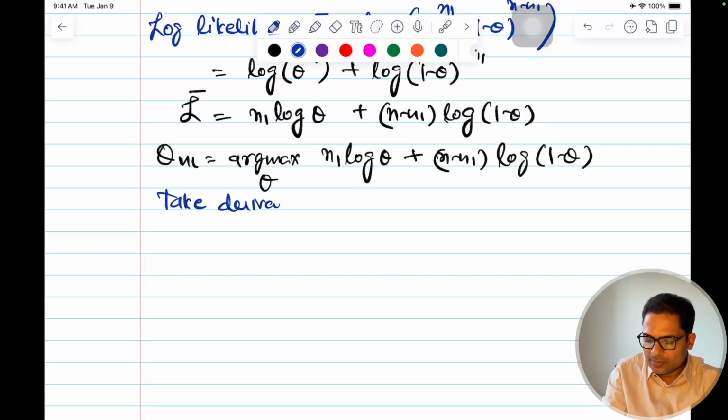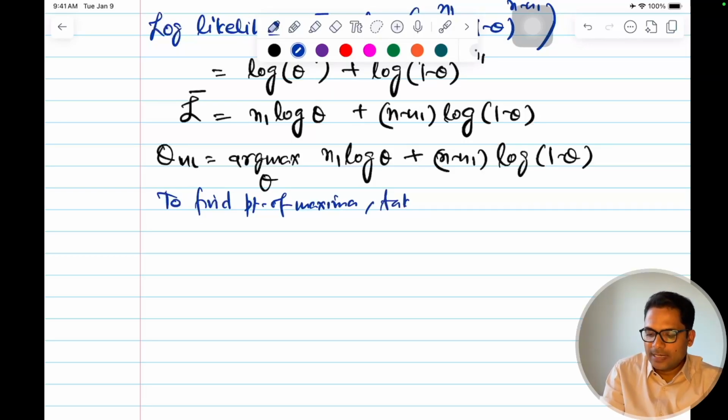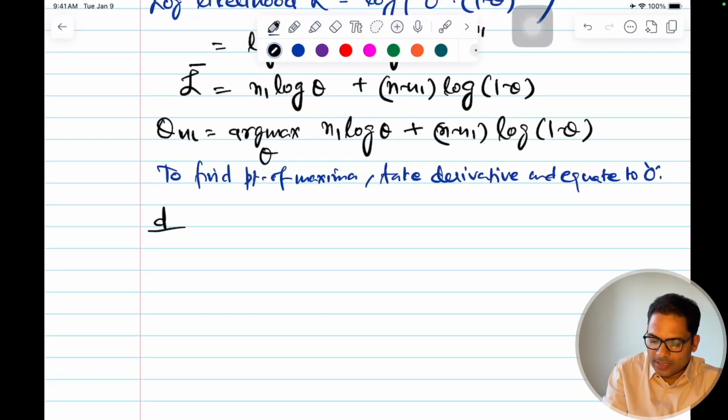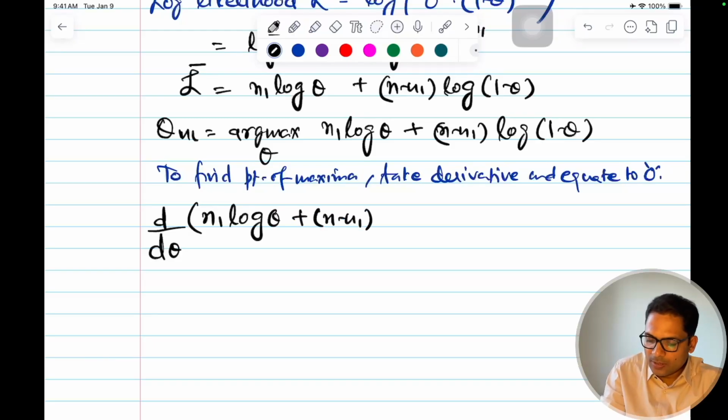Take the derivative to find the maximum. To find the point of maxima, take the derivative and equate to 0. This implies d by d theta of n1 log theta plus (n minus n1) log of (1 minus theta) is equal to 0.